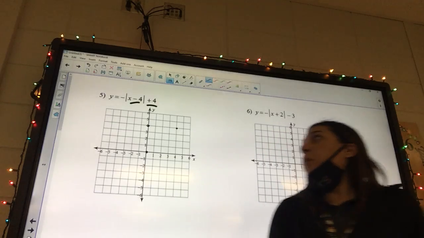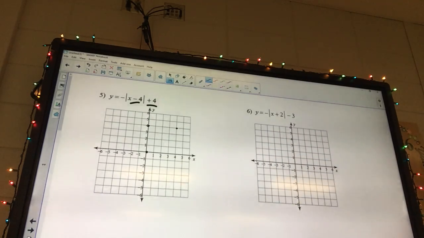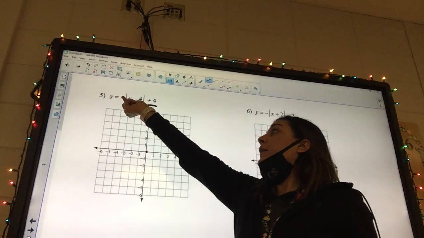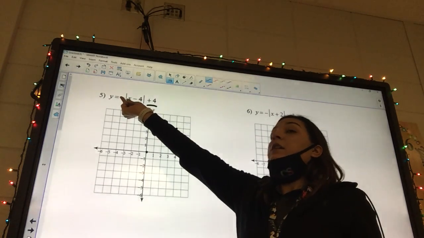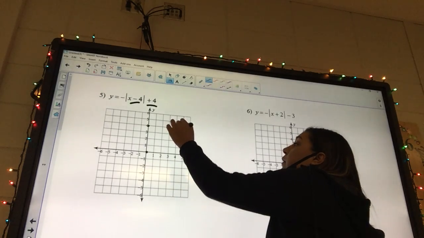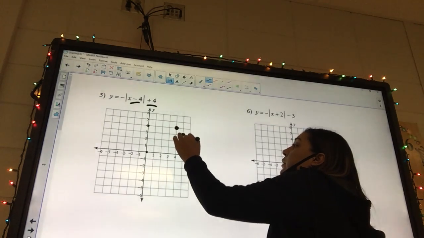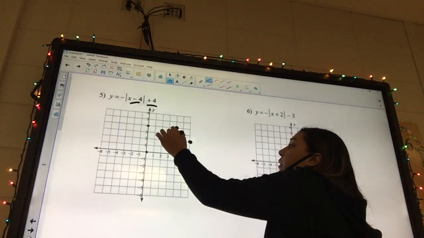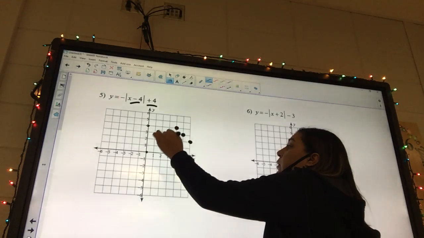Does our graph open up or down? How can we tell? Is there a minus sign out here or not? Yes, there is, which means my graph is going to open down. So we're going to go down 1 over 1, down 1 over 1, down 1 over 1, down 1 over 1.